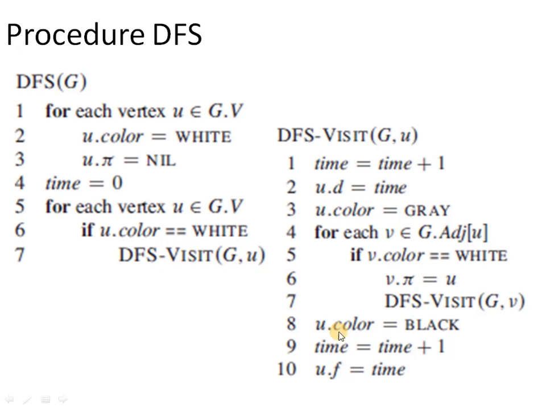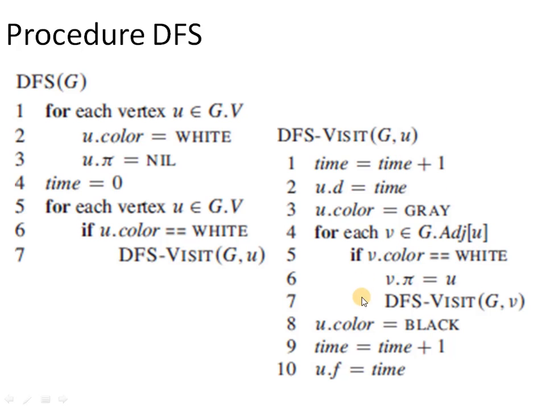then we will call the DFS-Visit procedure for the graph and the vertex U. And within this procedure, we are simply increasing the timestamp by 1. We are first initializing the discovery time of the vertex to the updated time value. We are changing the color to gray and then we are checking the adjacency list corresponding to the vertex U. If the color of the vertex is white, we have to set the predecessor of the vertex to U and then we have to call DFS-Visit recursively for that vertex.